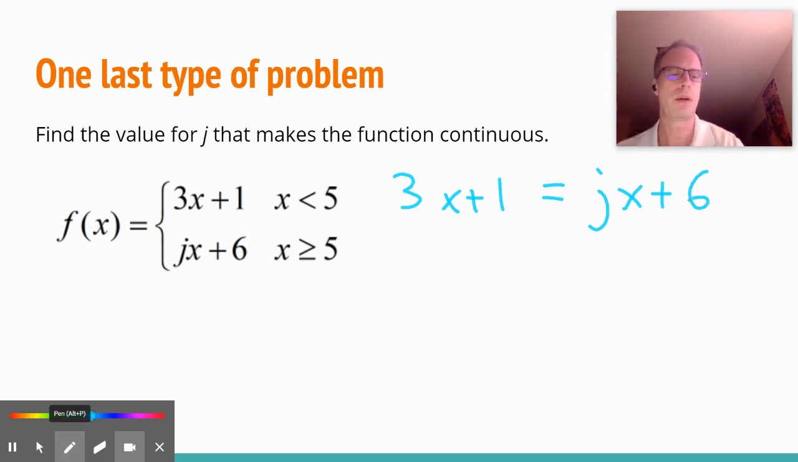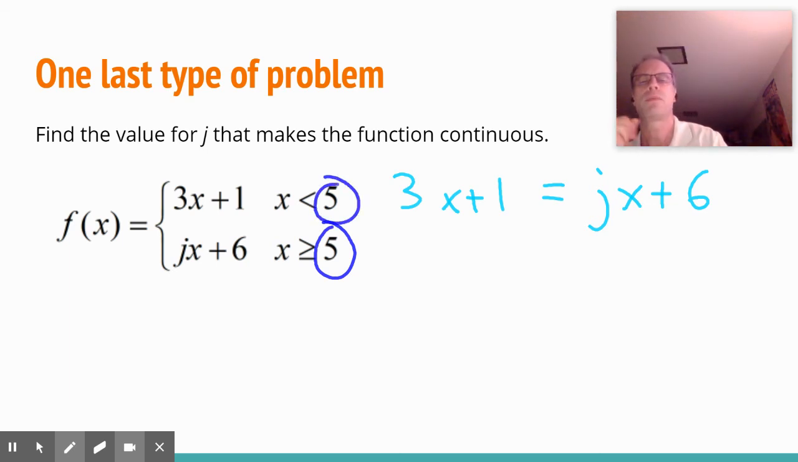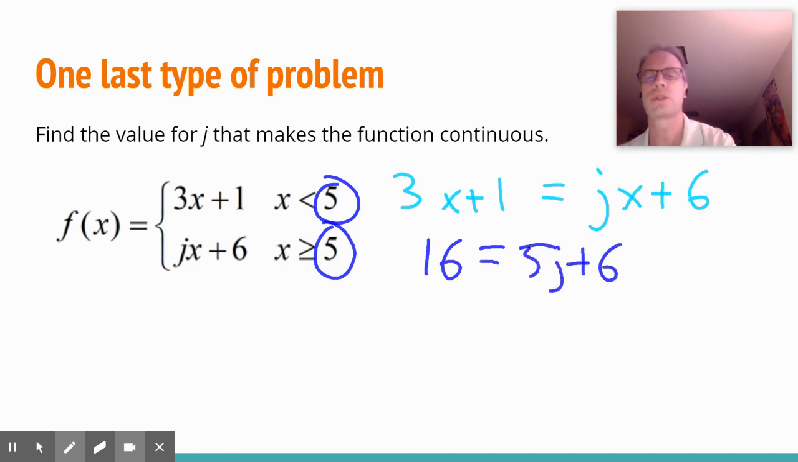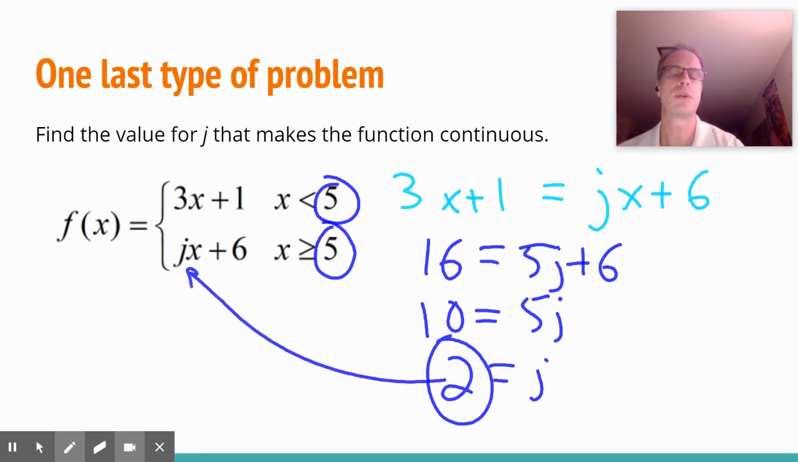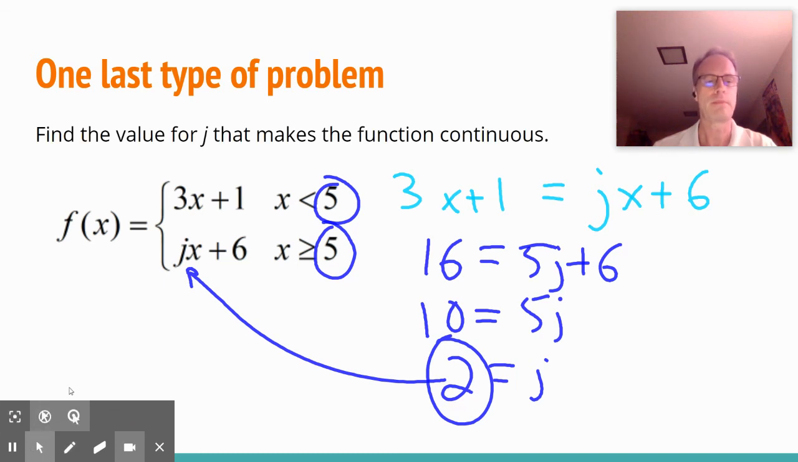And where are we looking? Well, we're looking where we've switched from one equation to the other, at x = 5. So I'm going to say 3 times 5 gives me 15, plus 1 is 16. And then I'm looking at 5j + 6. Let's subtract a 6 from both sides, which gives 10. And so for my function to be continuous, I need to substitute in a value of 2 for j. Not too bad.